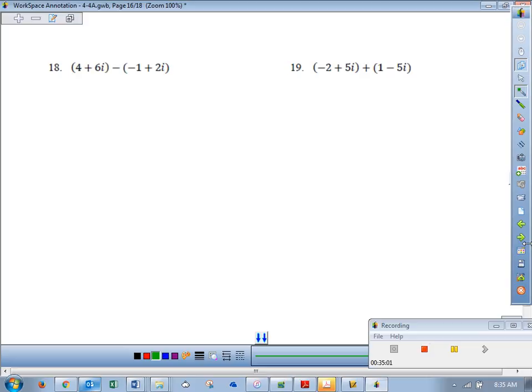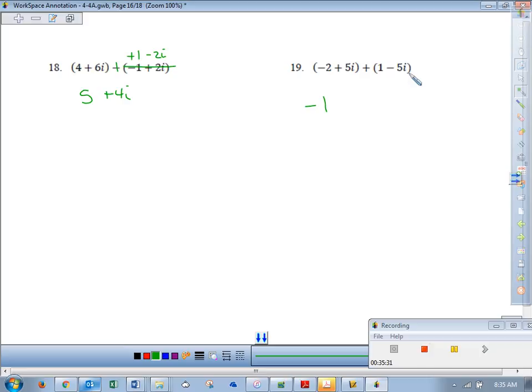Number 18, also subtracting. I'm going to distribute the negative through. I'm going to put plus 1 minus 2i right here and throw that as a plus. Right? I distributed the negative through. And then that would be 5 plus 4i, right? And then this guy finally, negative 1. And then, ooh, doggy. How many i's do you get?